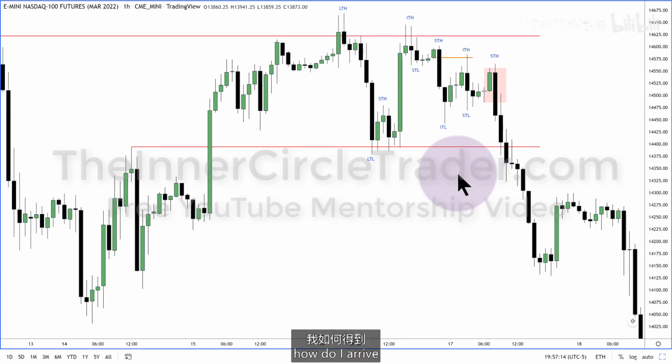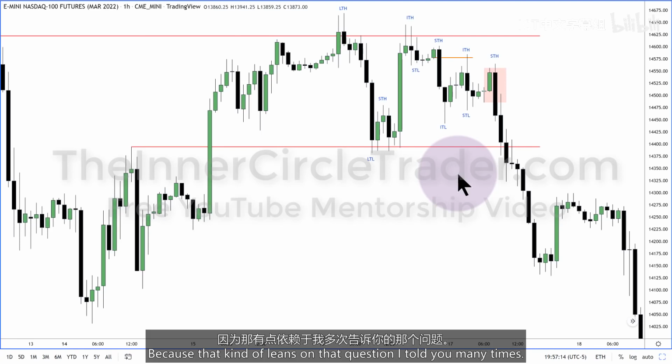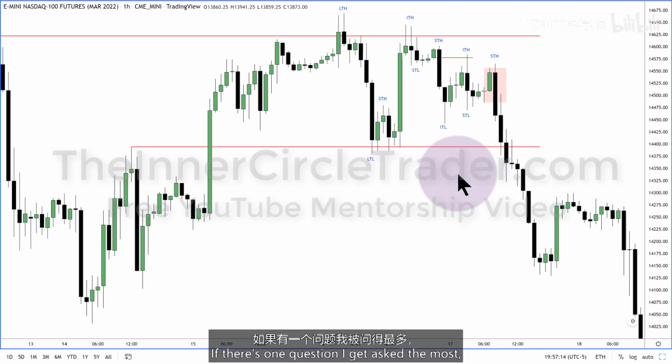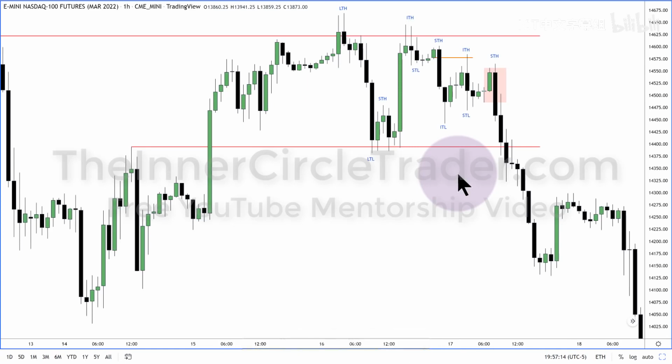Now, how do I arrive at that idea? Is it going to go higher or is it going to go lower? Because that kind of leans on that question I told you many times. If there's one question I get asked the most, it's teach me bias. In other words, you want to know, where's the market going next? And that's good. That's the next draw on liquidity.